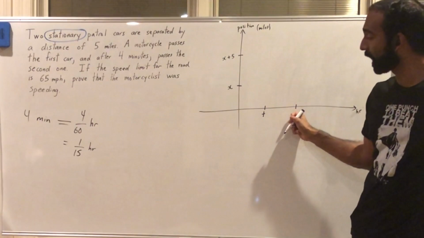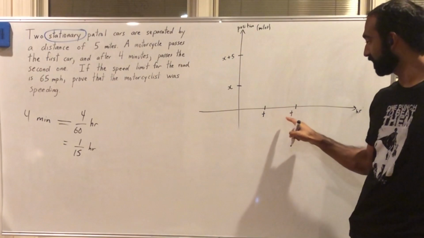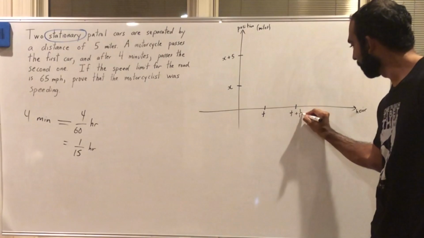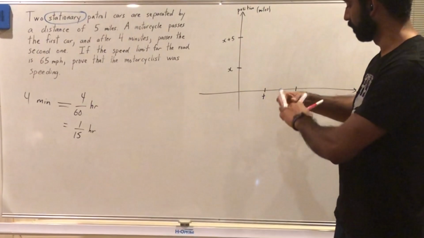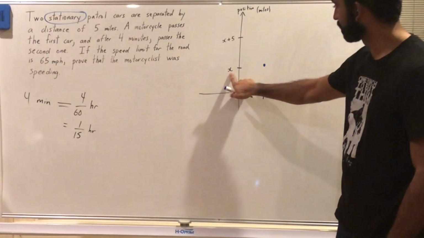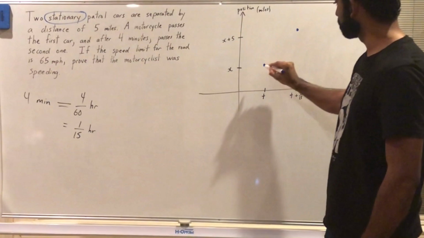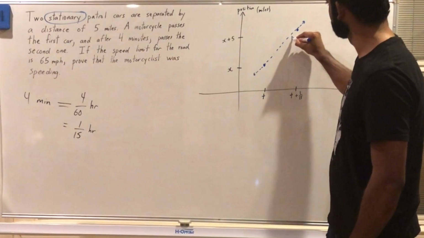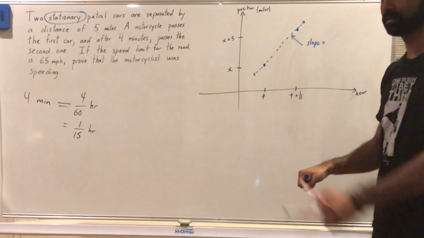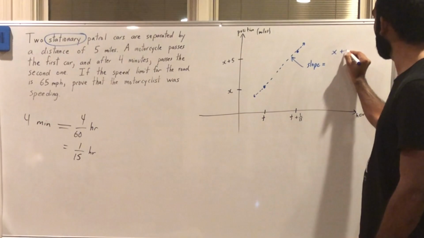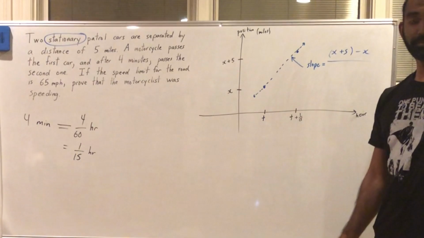What should this next timestamp be in terms of t? In terms of t, it's going to be t plus 1 over 15. So here is the position of the motorcycle when he passes the first one. I don't know what that is, but I do know that whatever this has to be t plus 1 over 15, and that happens at x plus 5. Yes? What is the slope of the secant line connecting those points? It's rise over run. What is my rise? It's x plus 5, all minus x. And that is all divided by what? 1 over 15. Yes.